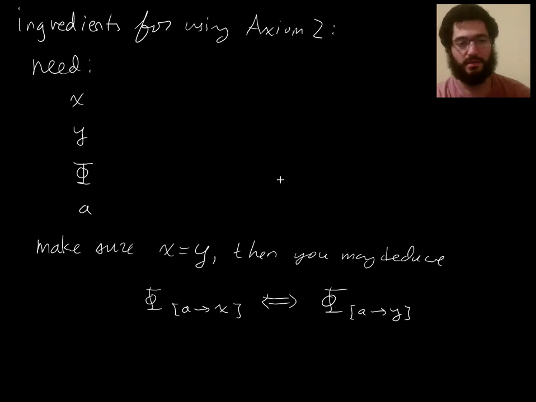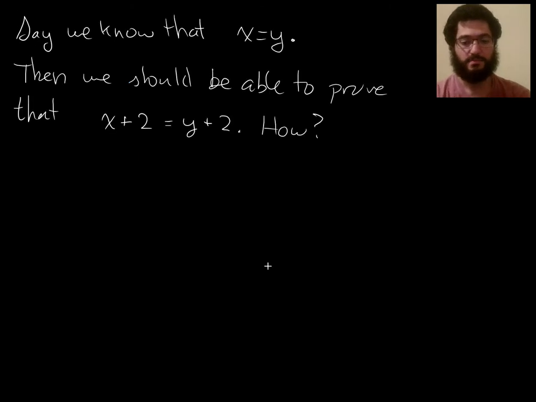So again, here's my sort of recipe format for how you apply axiom 2. You need these ingredients, and then you make sure x equals y, and axiom 2 gives you this. So for us, we need someone to play the role of x, and we'll choose x to do that, and y to play the role of y, because we're imagining a situation where we know that x equals y. Right, this is our original setup. Say we know that x equals y, and then in that context where we know x equals y, we're interested in knowing how we might prove x plus 2 equals y plus 2.